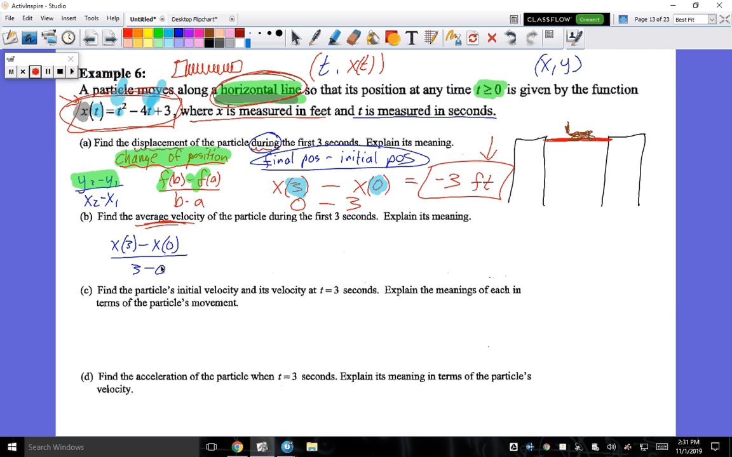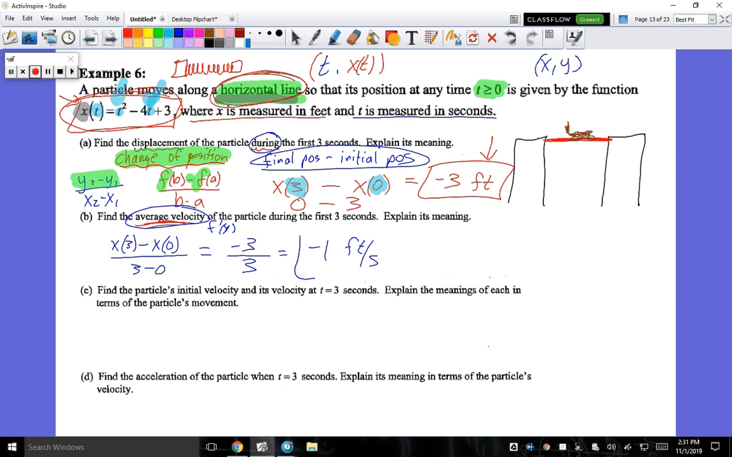y2 minus y1 over x2 minus x1. And we found out that the top was a negative 3, the bottom is just 3 seconds, so what would this be? Anyone? Negative 1. What are my units? Feet per second. Okay, because this is a velocity, this is f prime interpretation. So feet per second, not feet per second squared.